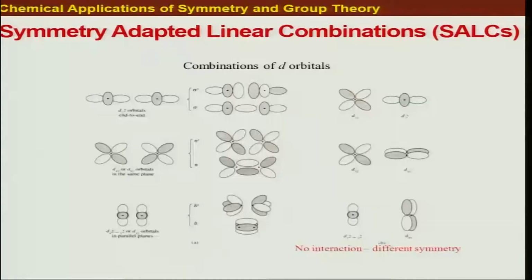For example, if we look at the pictures shown on the screen, two dz square orbitals can combine, which is symmetrically allowed, and they can give rise to two molecular orbitals like this, depending on which way they are combining. So they can give bonding and anti-bonding molecular orbitals. This set of sigma and sigma star formed out of the combination of two dz square orbitals forms through a linear combination of those two dz square atomic orbitals.